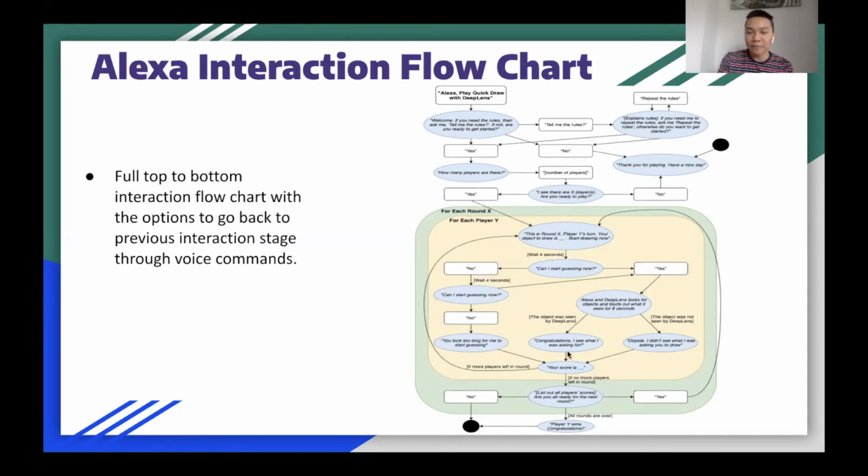In doing this game, there's a lot of logic built into it. Let's say for this situation right here, if Alexa asks you, "Can I start guessing now?" and you keep saying no twice, you're not getting any point for that round, even though you do something that's correct. And during this game, if you want to cancel the game at any point, you can always say, "Alexa, cancel the game," and it's going to jump into here and say, "Thank you for playing. Have a nice day." So now I'm going to show you a demo of the game.